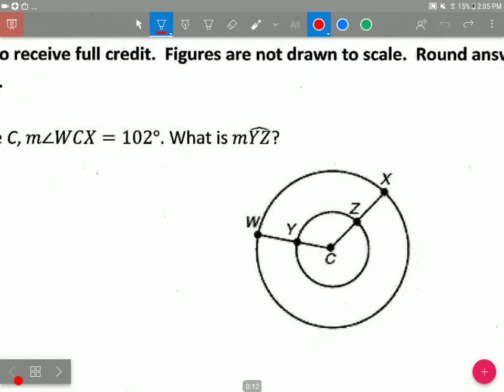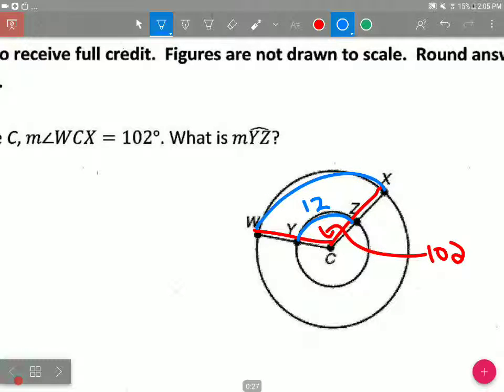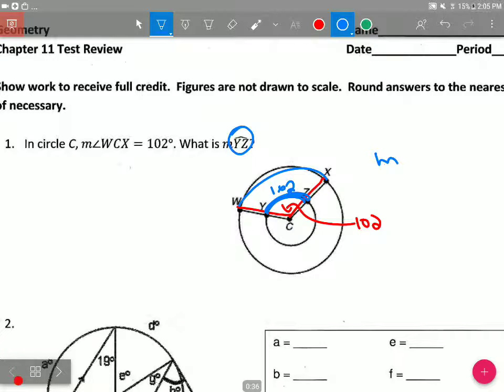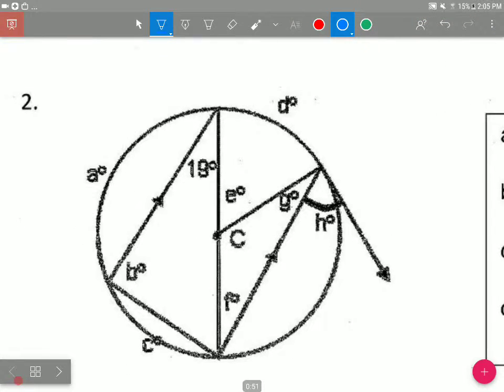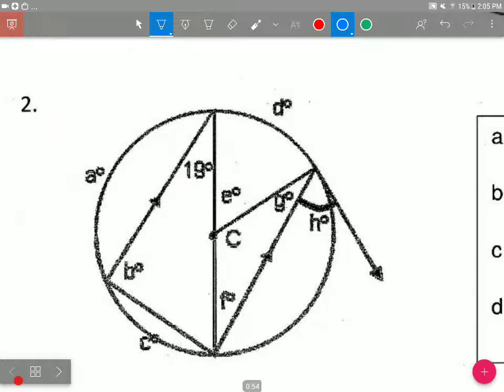They say that angle, remember this is an angle, so angle WCX, WC to X, is 102 degrees. So that means any arc it makes is also a measure of 102 degrees. They want to know arc Y to Z, that's an arc. So the measure of arc Y to Z is 102 degrees. Cool, just what it is. It's a central angle, so any angle that's got a vertex in the center, the arc is the same distance, the same size.